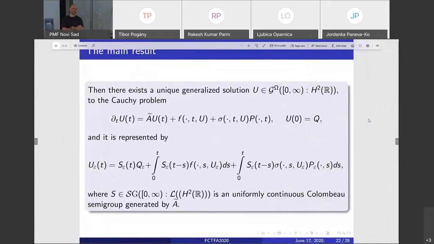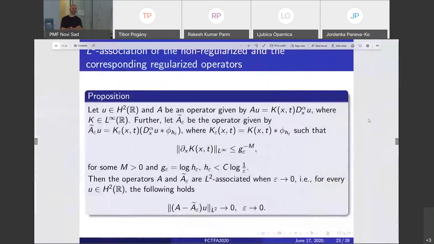And the result we obtained, the solution belongs to previously defined general function spaces. Which is also a combo. So this is all in combo set here.